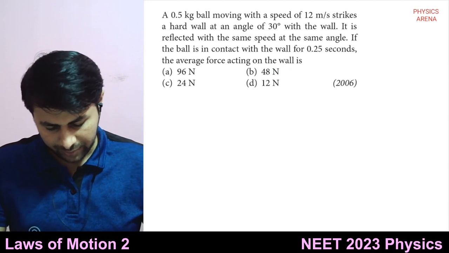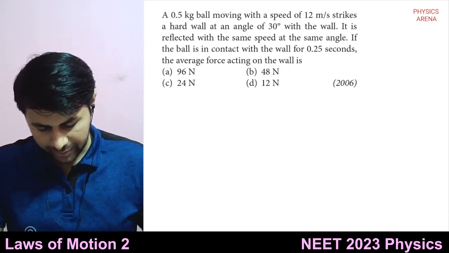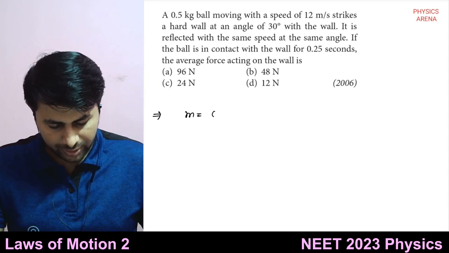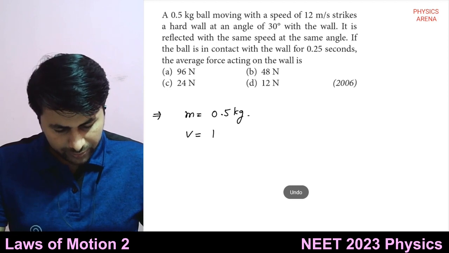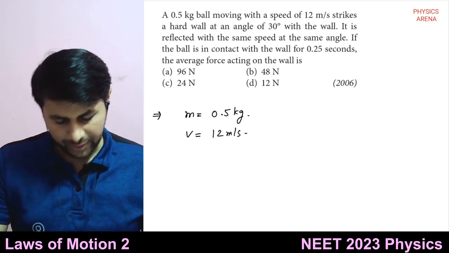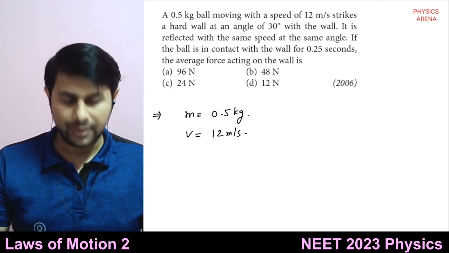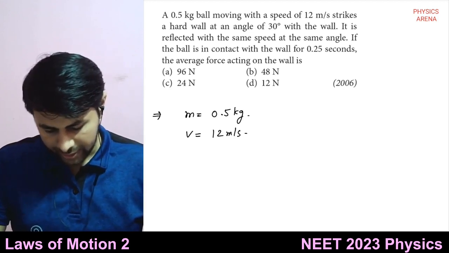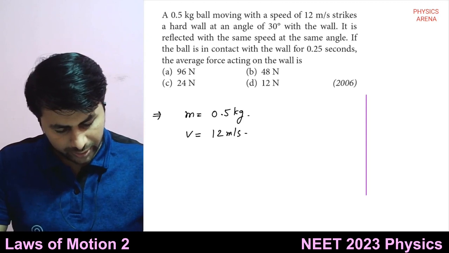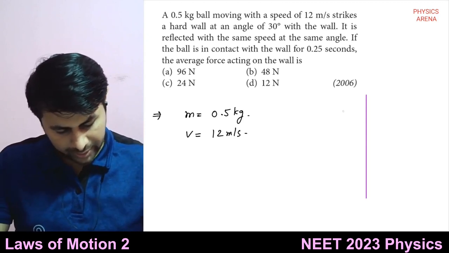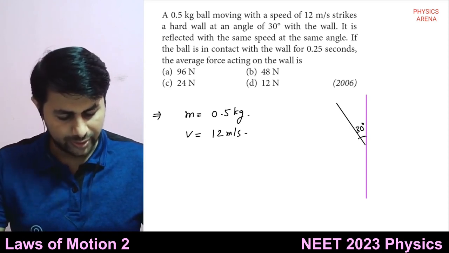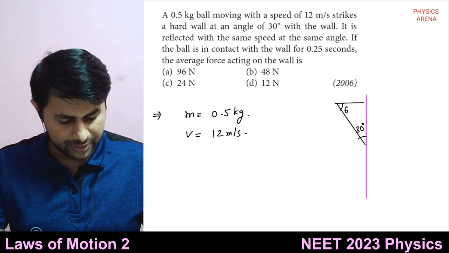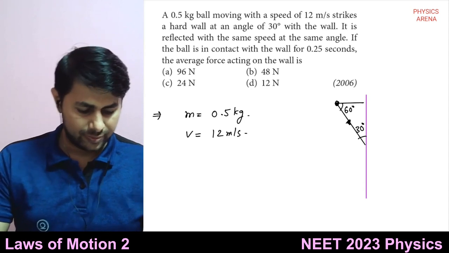So this is also similar. See, the mass is given. So mass of the ball is 0.5 kg. Speed is 12 meters per second, and it hits a hard wall at an angle of 30 degrees with the wall. So this is the wall, and the ball hits the wall at an angle of 30 degrees with the wall. So that means this angle is 60 degrees. Okay, so the ball is moving like this, right?